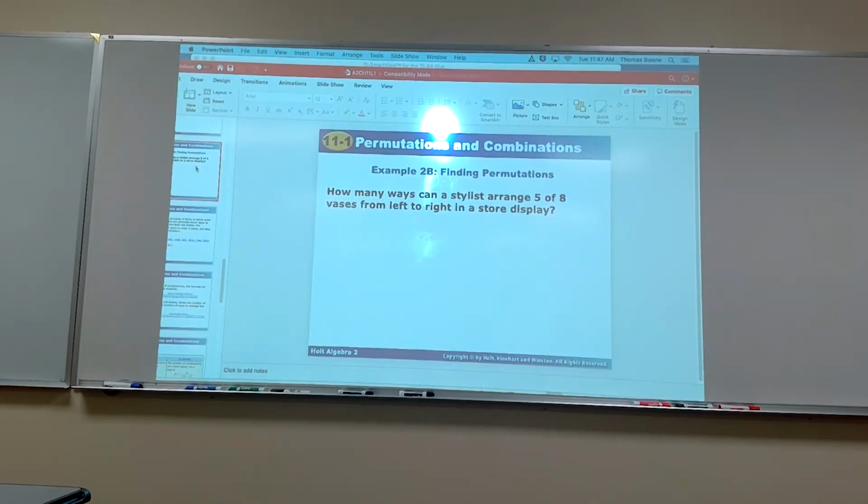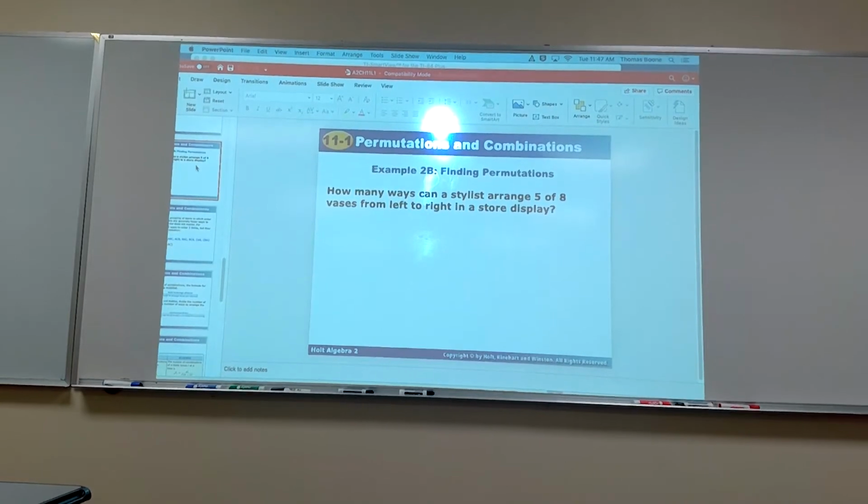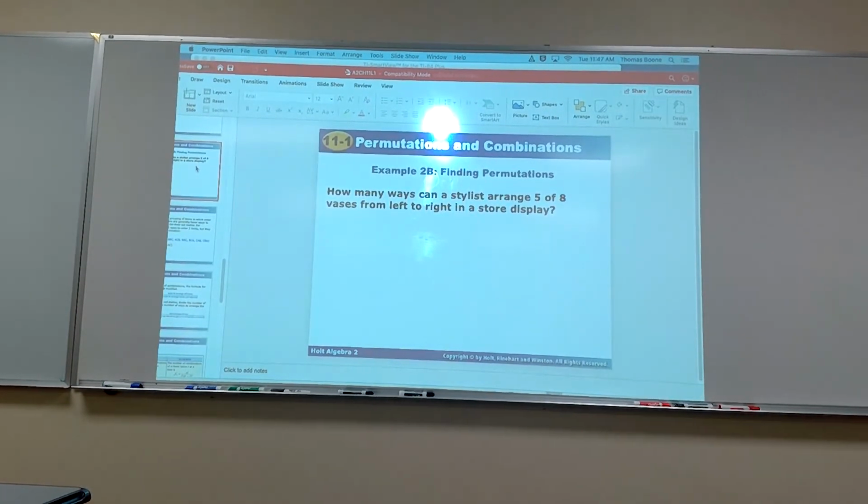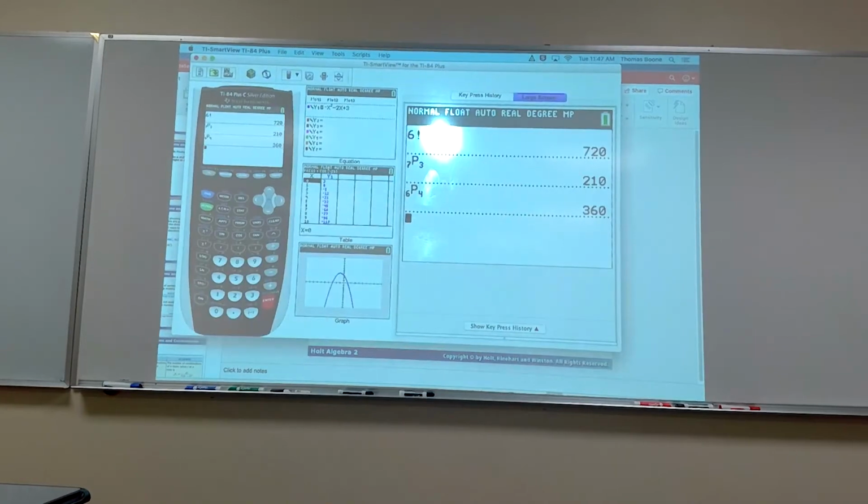All right, how many ways can a stylist arrange 5 of 8 vases from left to right? So once again, the order matters, because whether the vase is in the first spot or the second spot, we have to account for that. So we're going to do a permutation of 8, pick 5. So once again, let's go to our calculator here.